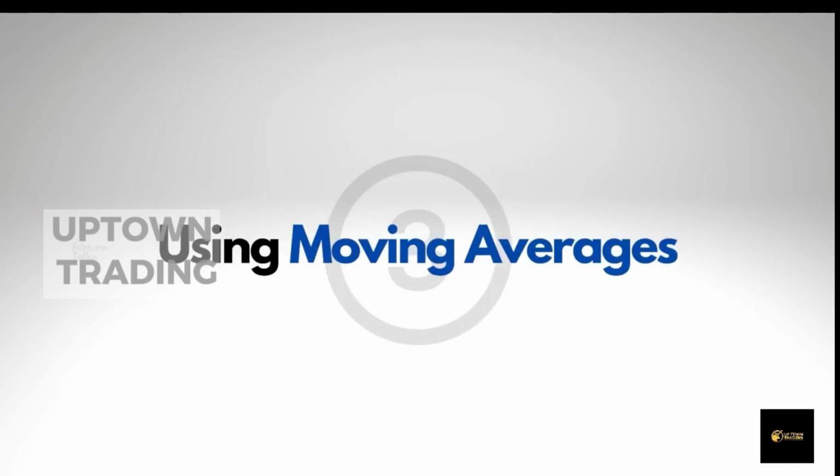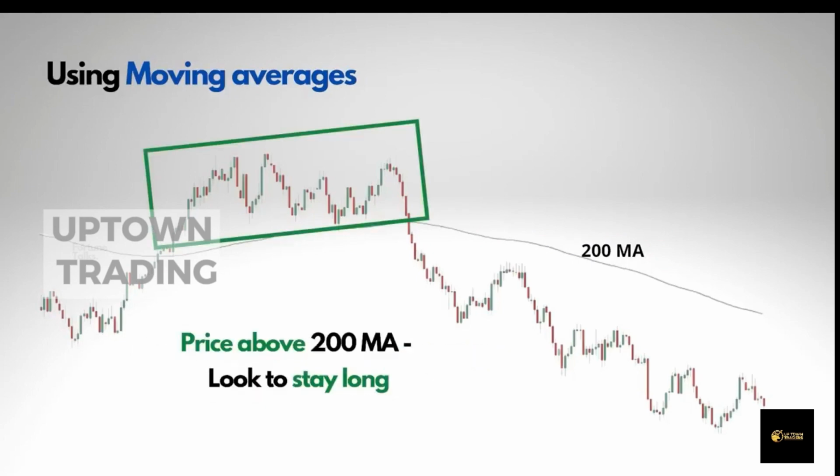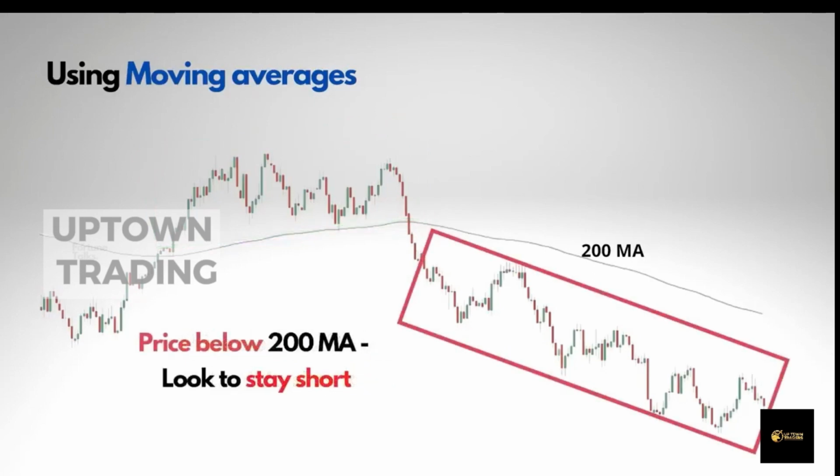You can make use of moving averages for reversal trading. In this particular technique, we will use the longer term moving averages like the 100 moving average or 200 moving average with a positional trading perspective. We know from the basics that if the price is above the 200 moving average, for example, we should try to stay long, and if the price is below the 200 moving average, try to stay short on the market.